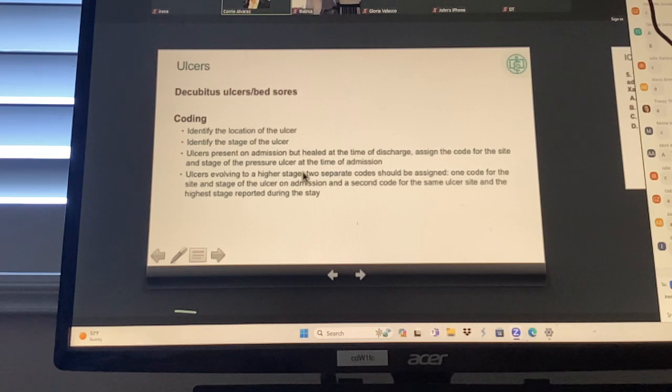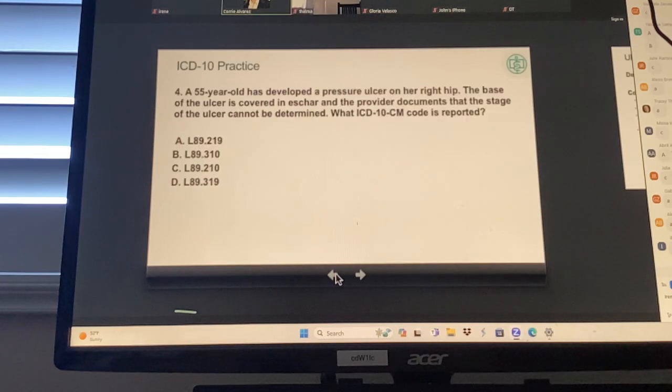There are some guidelines about ulcers healing during admission, and then ulcers evolving into a higher stage. So there are guidelines for that. But in this case, I'm going to go back to the scenario. The stage of the ulcer cannot be determined because of the scar tissue that is developing.